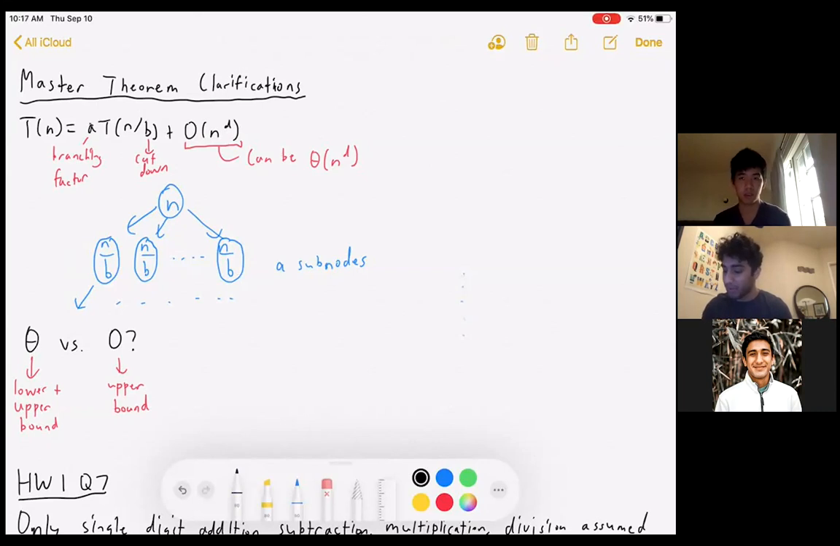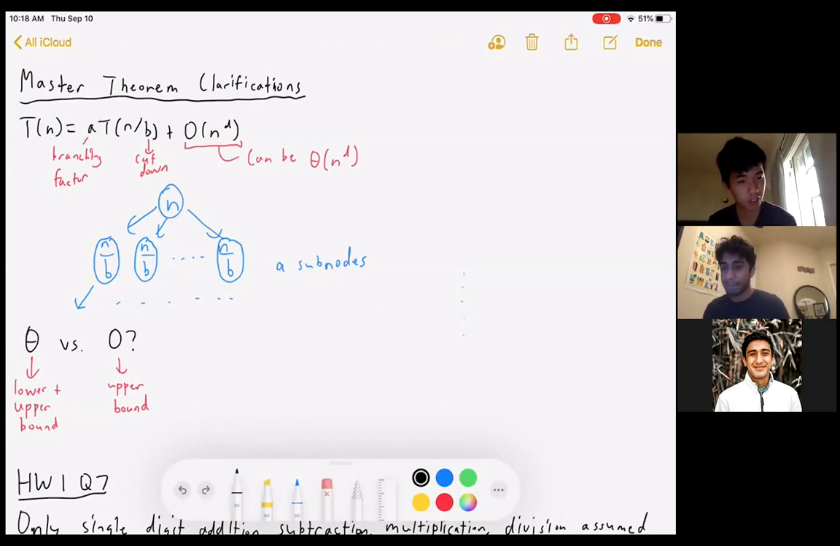And we know that for each subnode, the input is of size n over b. So we're going to recursively find out what the runtime of that subnode is, and it's a times. So that's why we have this T of n over b, which is that recursive amount. And that's why we call it a recurrence relation, because we're implying the recursion through this runtime equation.